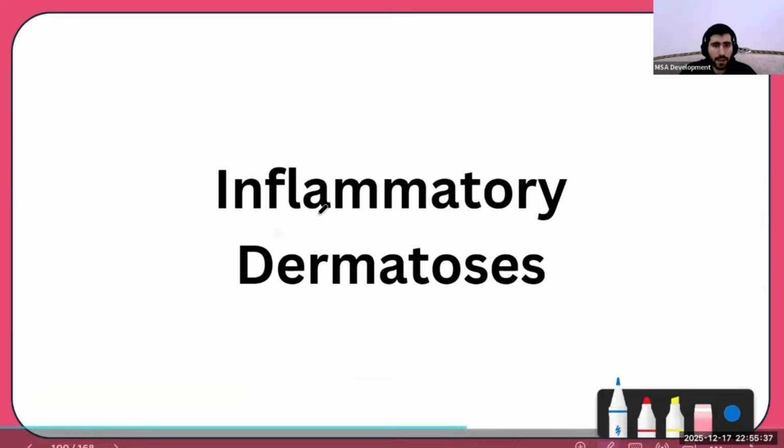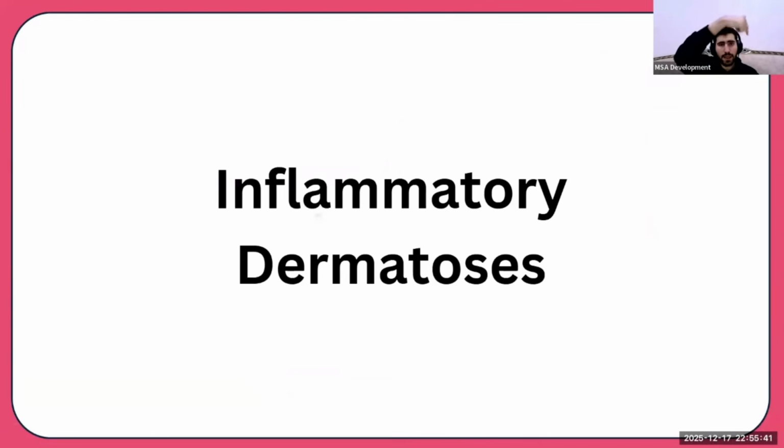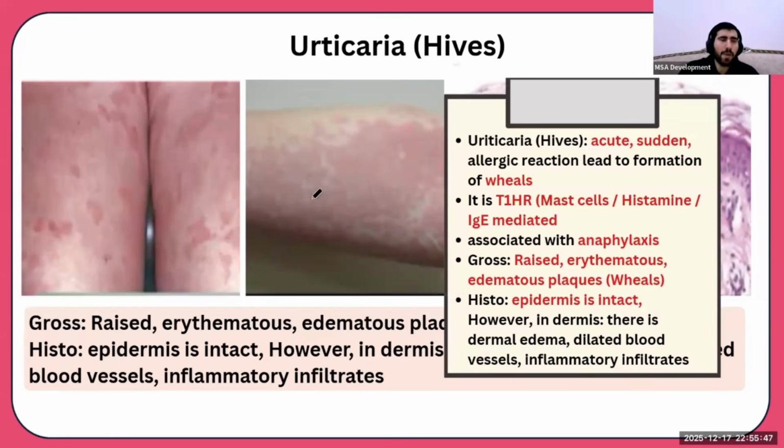Now we'll start with the diseases themselves. And if you know the basics, the diseases are very easy. First, we have urticaria or hives. Imagine you ate peanuts and you have a peanut allergy. You will have an anaphylactic reaction. So what happens in an anaphylactic reaction? It will be acute. So it's all of a sudden.